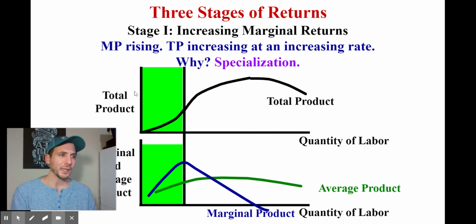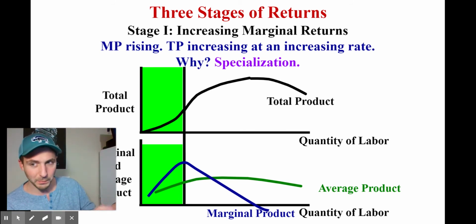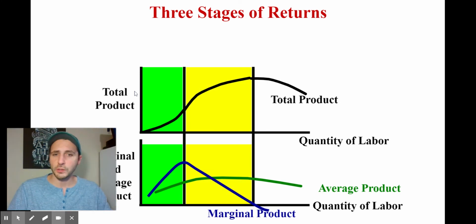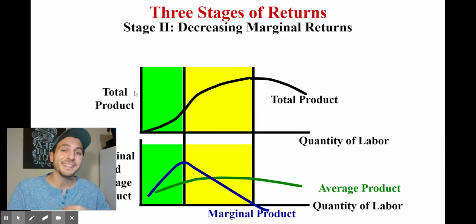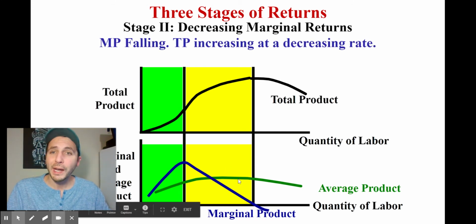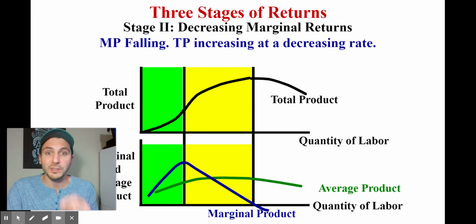The reason for that is we have these gains in productivity because they're specialized. One's working on the ingredients, the other's watching the oven, the third is putting it in the box, right? The next stage, this yellow stage right here, stage two, is decreasing marginal returns. Notice my marginal product is going down. When I hire workers here, marginal product is falling, right? It's going down. Each worker is still giving me additional pizzas. There's still a positive number, but it's lower than the person before.